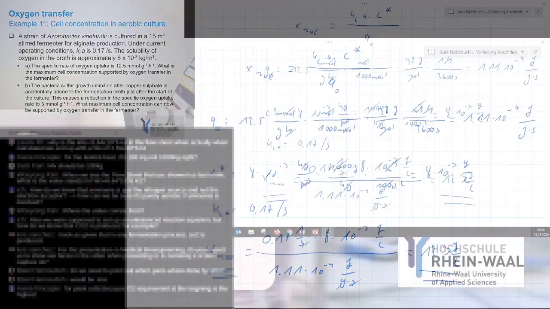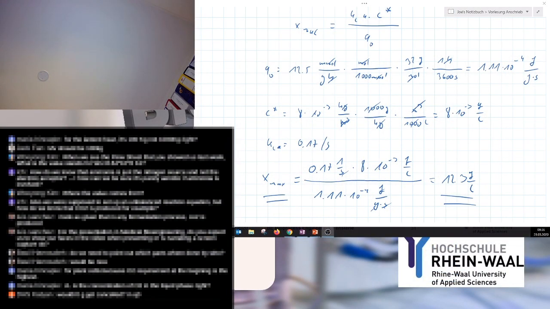But let's have a look whether there are questions. For plants, is Cl the concentration in the liquid phase, right? Yes. Cl is the concentration of O2 in the liquid phase. Here you don't have Cl because we look at the maximum concentration.